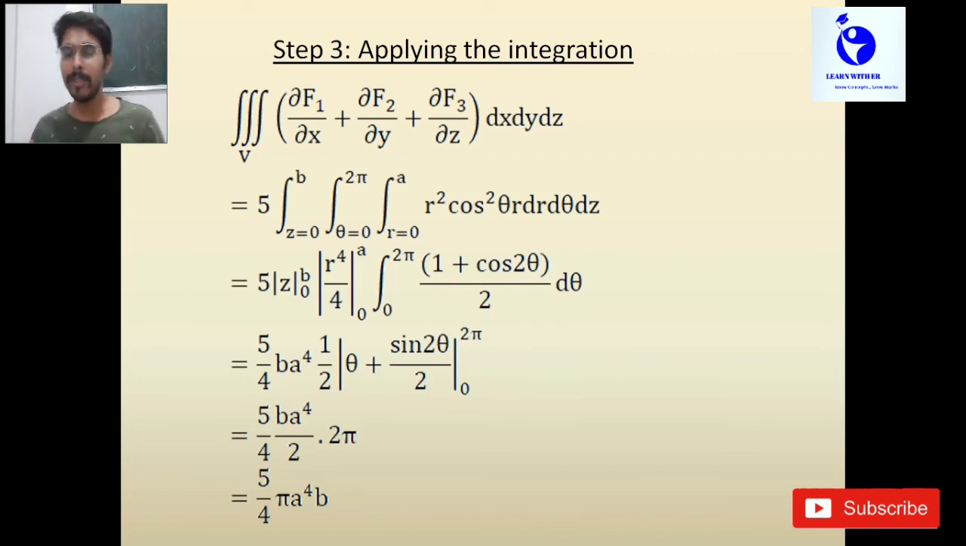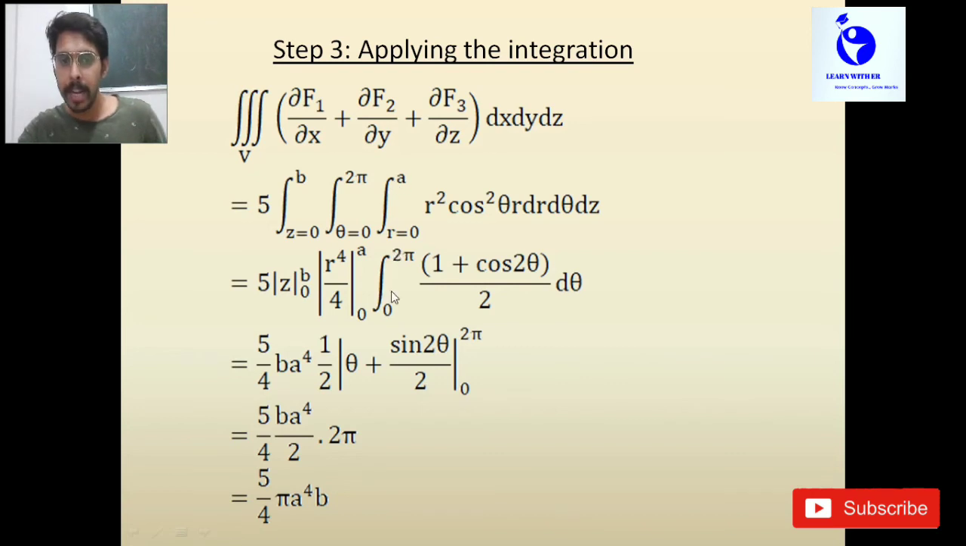So I have done all of this together because you can see here there are no other operations for z, so I can directly operate z here. So I've done it, and I'm getting the limit from 0 to b. Again, I have done the operations of r squared into r, which is r cube, and when you integrate it, you get r to the power 4 by 4, and the limits for r are 0 to a.